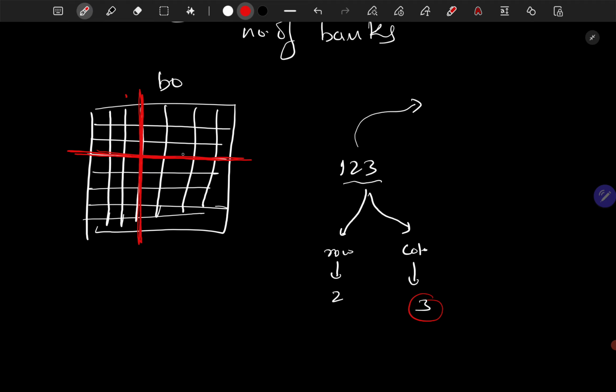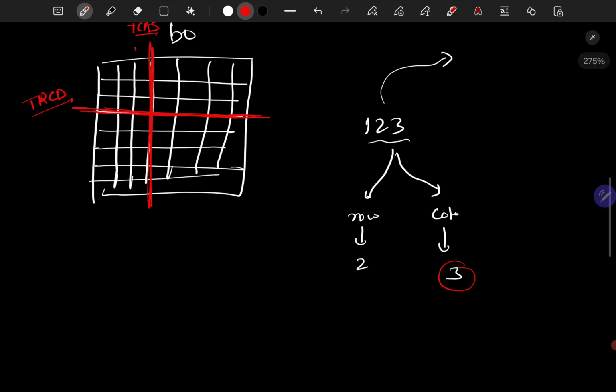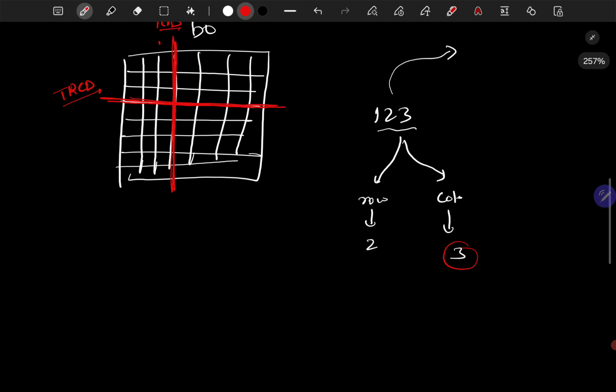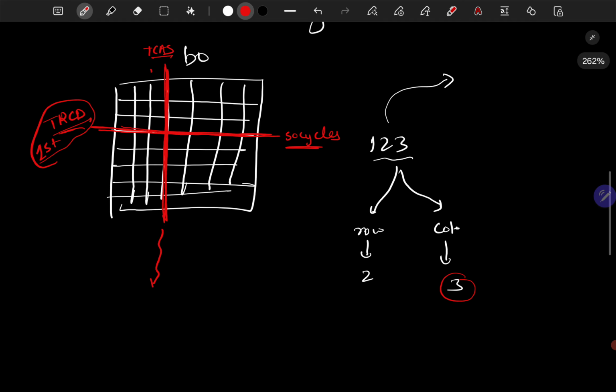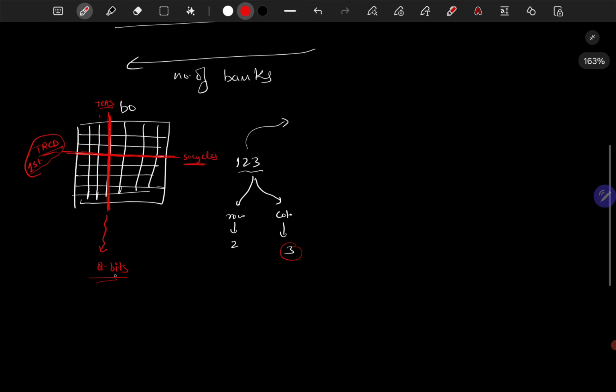When I am activating the row, the time is called tRCD, row to column delay, and this other one is tCAS, column access strobe. The row activation happens first, and when it is completed, let's say in 50 cycles, then the column operation happens, after completion of tRCD. Now this will transfer some amount of data. Let's say 8 bits of data got transferred from this particular chip.